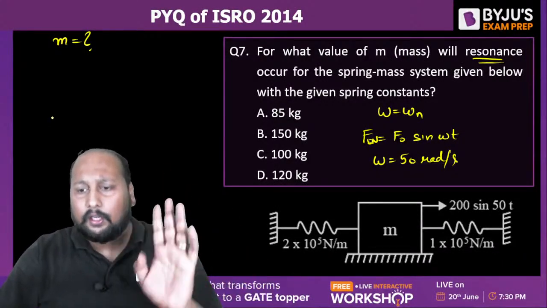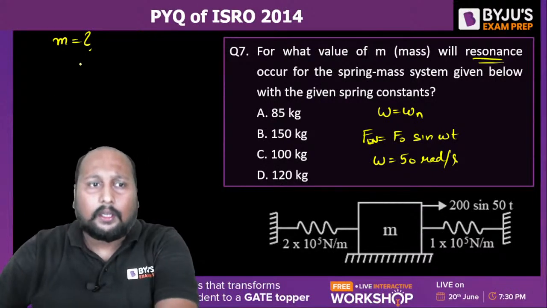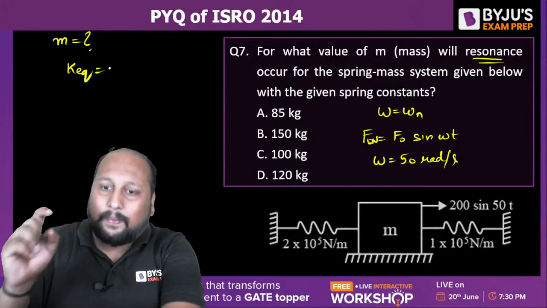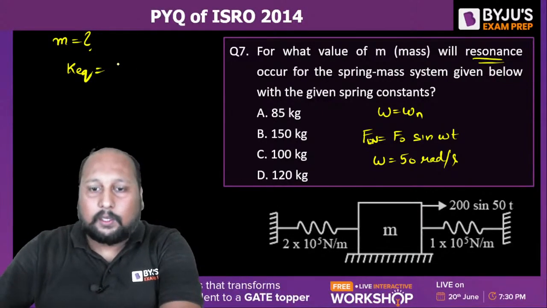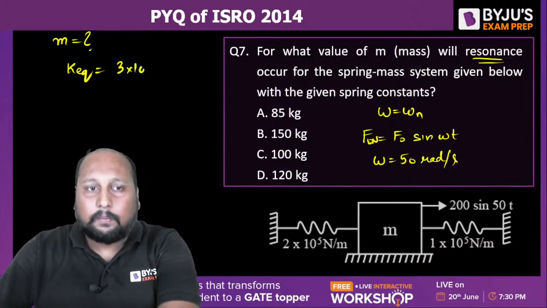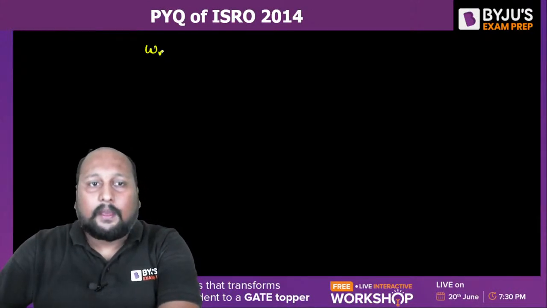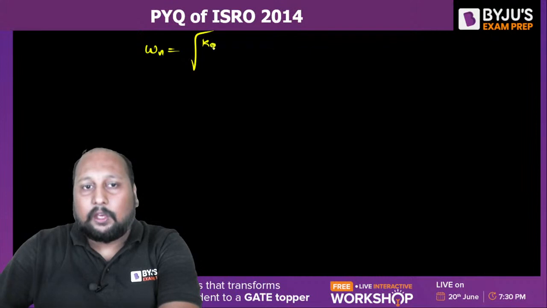Please make sure you're not using the calculator. Very easy question. So K equivalent. Now, what is K equivalent? There are two springs connected in parallel, right? So I can say this is equal to 2 + 1 = 3 into 10 to the power 5 Newton per meter, right?